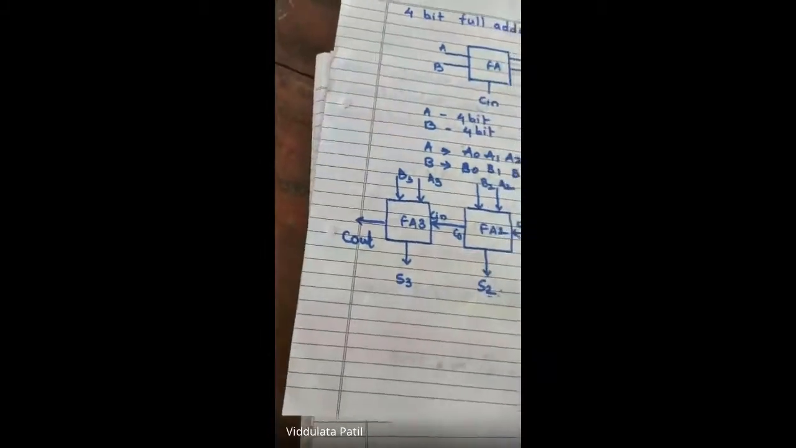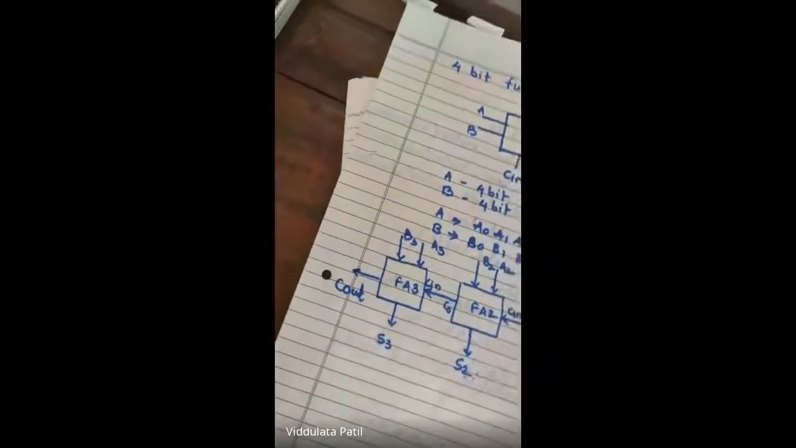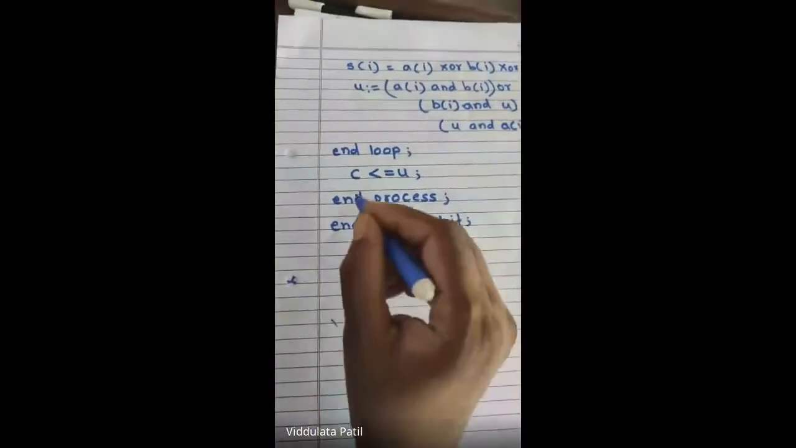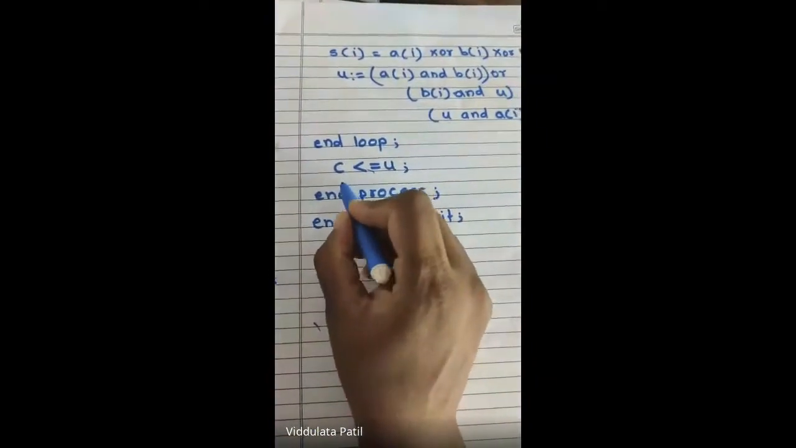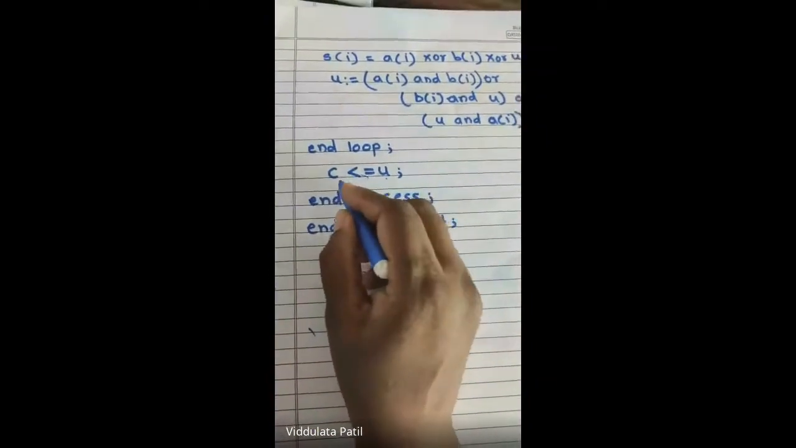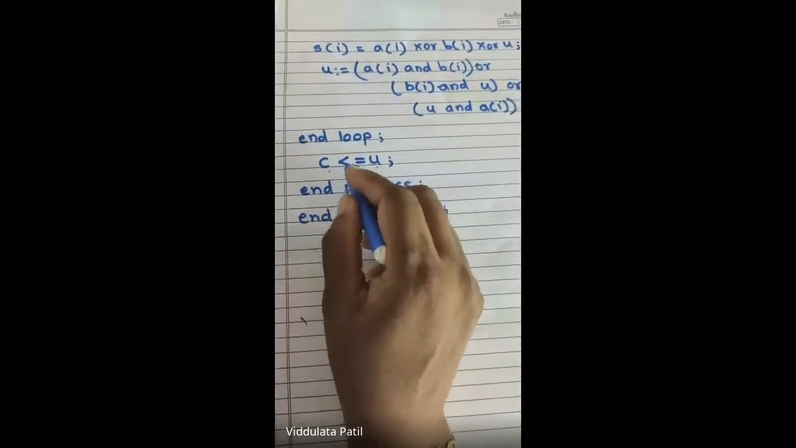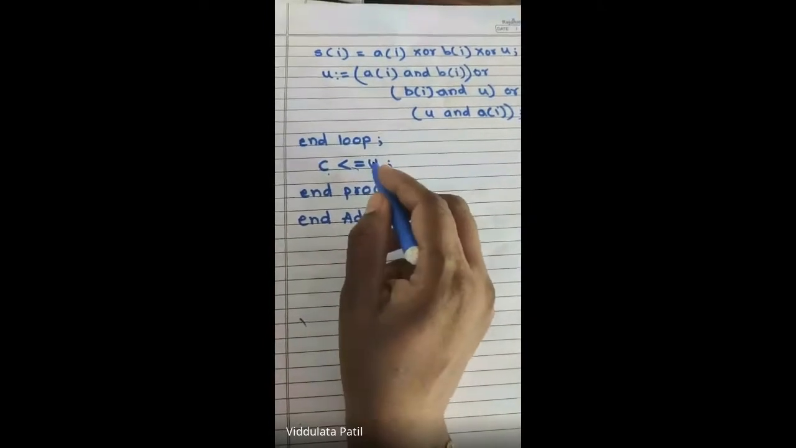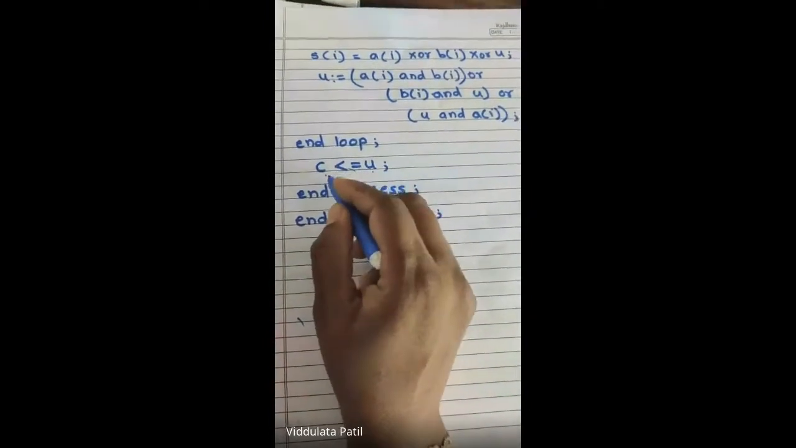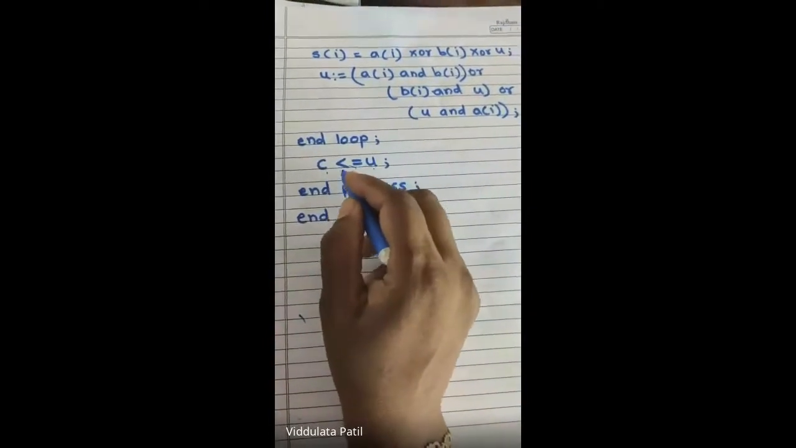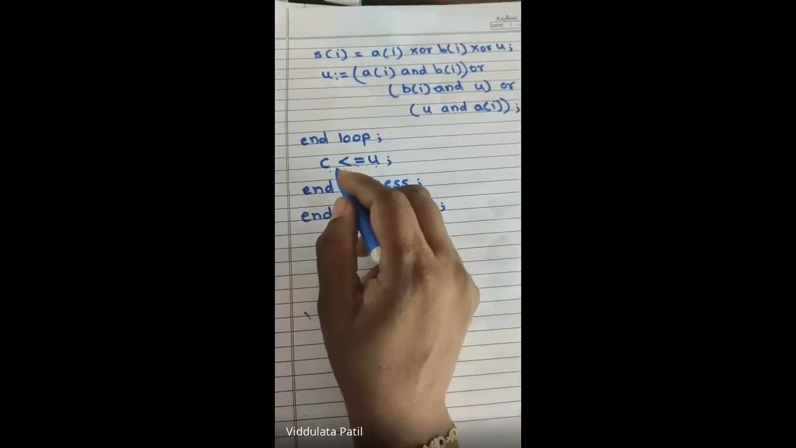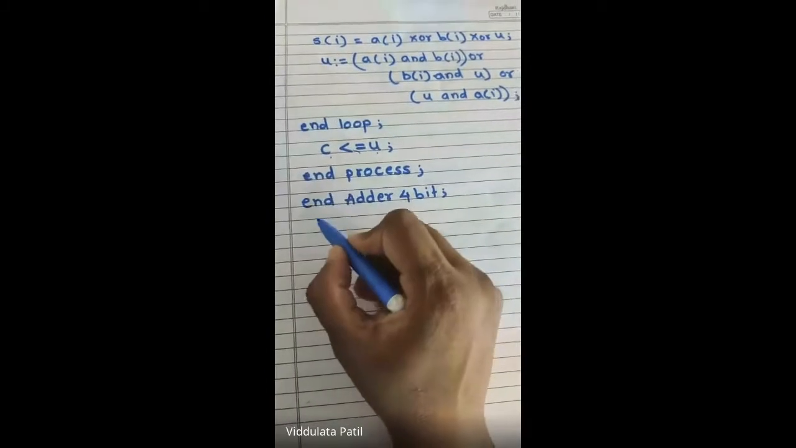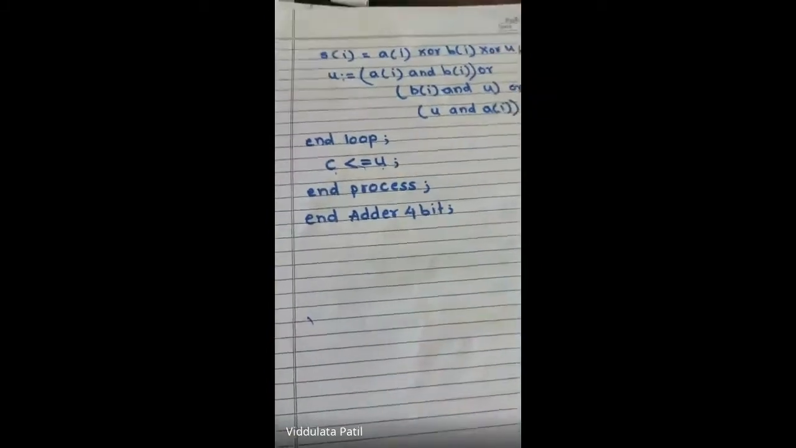So actually we have considered as U. So here now, after ending of this loop, we are assigning the value of U to C. Okay, म्हणजे C ला आपण U ची व्हॅल्यू असाइन करतोय. So whatever the value of U will be, that will be considered as the final carry. In the last loop it will be considered as a carry out. Okay, then we are ending with the process and then end of this architecture.